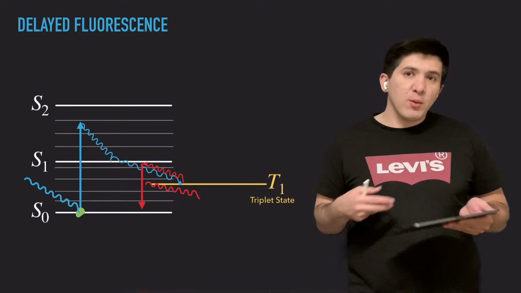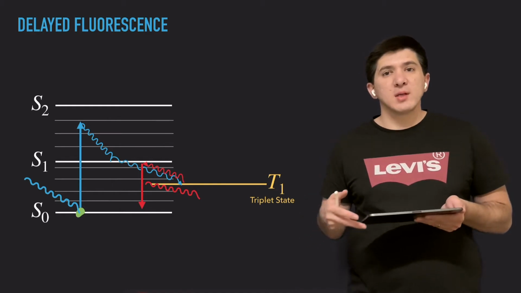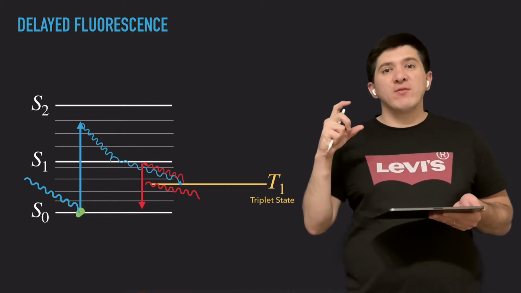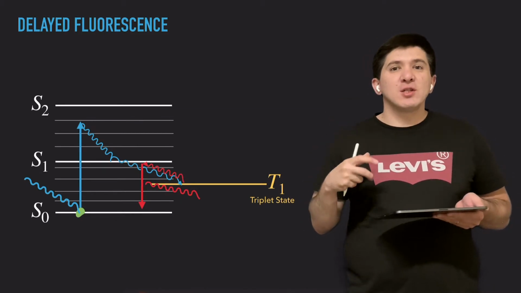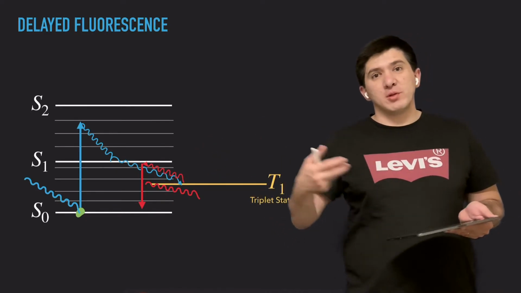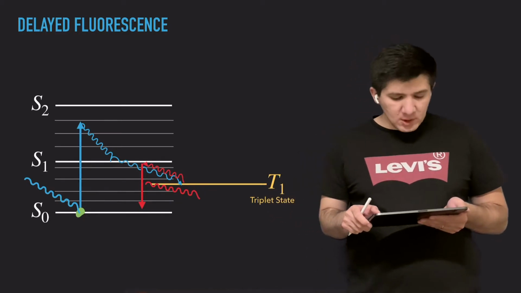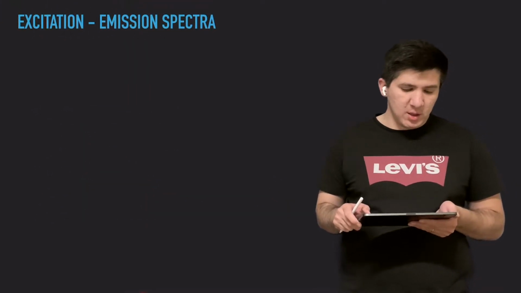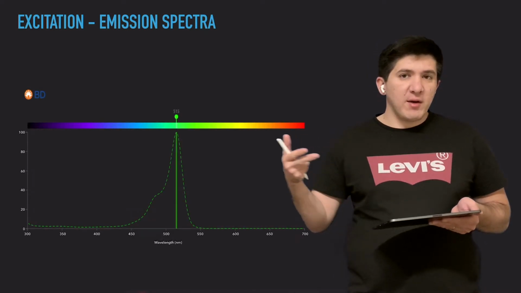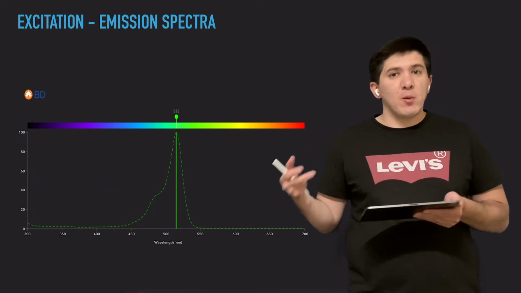So this is essentially what is going on inside the electronic energy states of the molecules, and this explains what light is able to excite the molecules, and what light we are going to observe. Good. Now the next thing I would like to talk about is the excitation and emission spectra. A specific fluorophore can be excited at specific wavelengths of light.